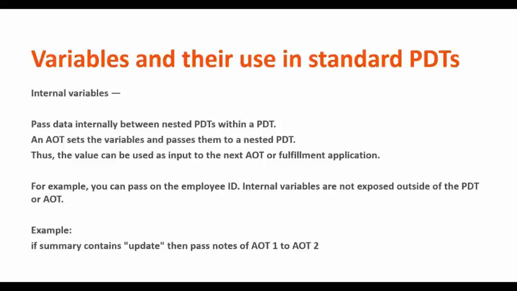To understand how these types of variables work, we will take a simple example where we are creating one service request and there will be two incidents created in the backend. The use case would be: if the summary of the first incident contains an update in the summary, then the notes of that incident would be passed from one AOT to another AOT. Now let's take an example on how we can do this.